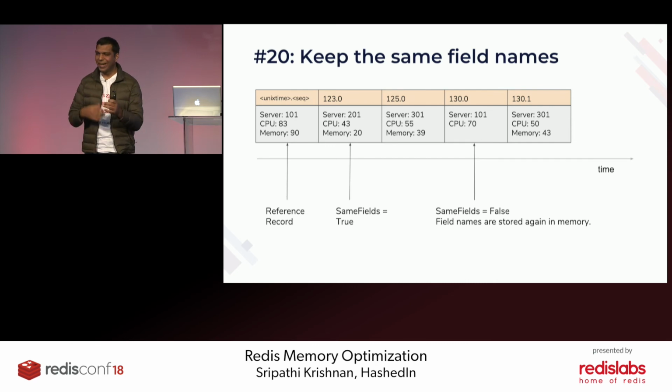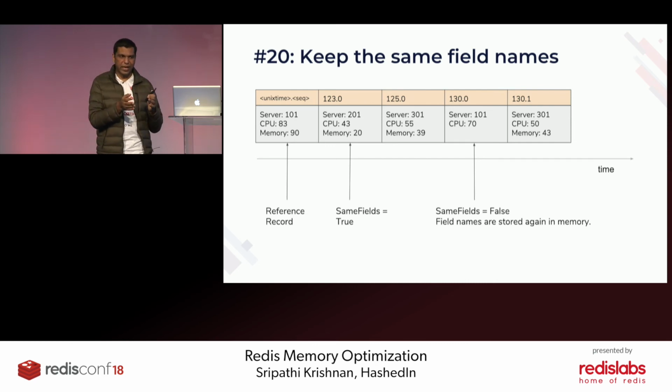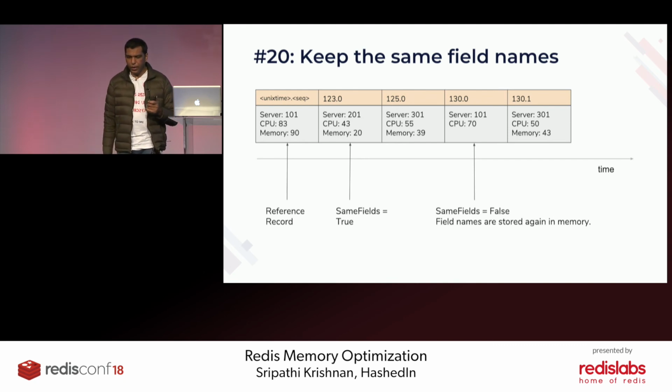So if you've got 3 entries that have been added at the same instant, you will have that sequence number incrementing. Okay, so what is the idea, right? The point is that Redis streams has an optimization that as long as you use the same fields, it doesn't store the field names. So record number 1 has 3 fields, which is server, CPU, memory.